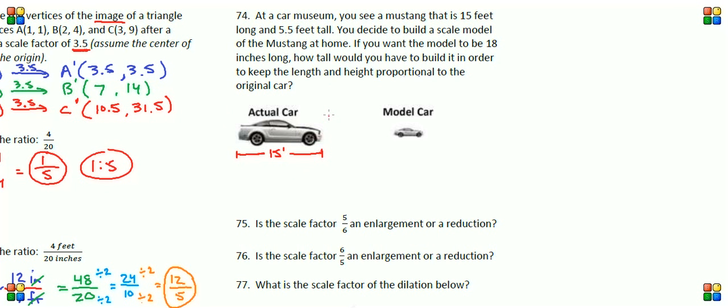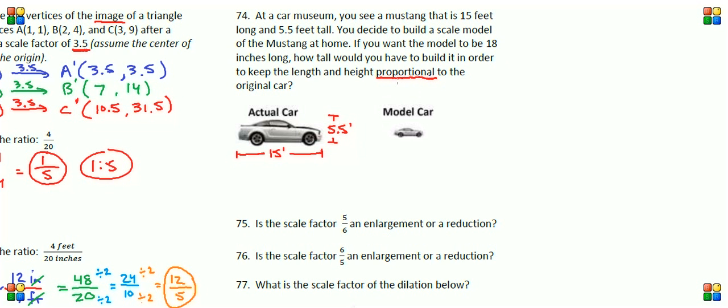So our height is 5.5 feet. I'm just using the abbreviation for feet here. It looks like a prime notation or an exponent of 1, but in this case it represents the unit of measure, which is feet. And then it says you decide to build a scale model of the Mustang at home. If you want the model to be 18 inches long, how tall would you have to build it in order to keep the length and height proportional to the original car?